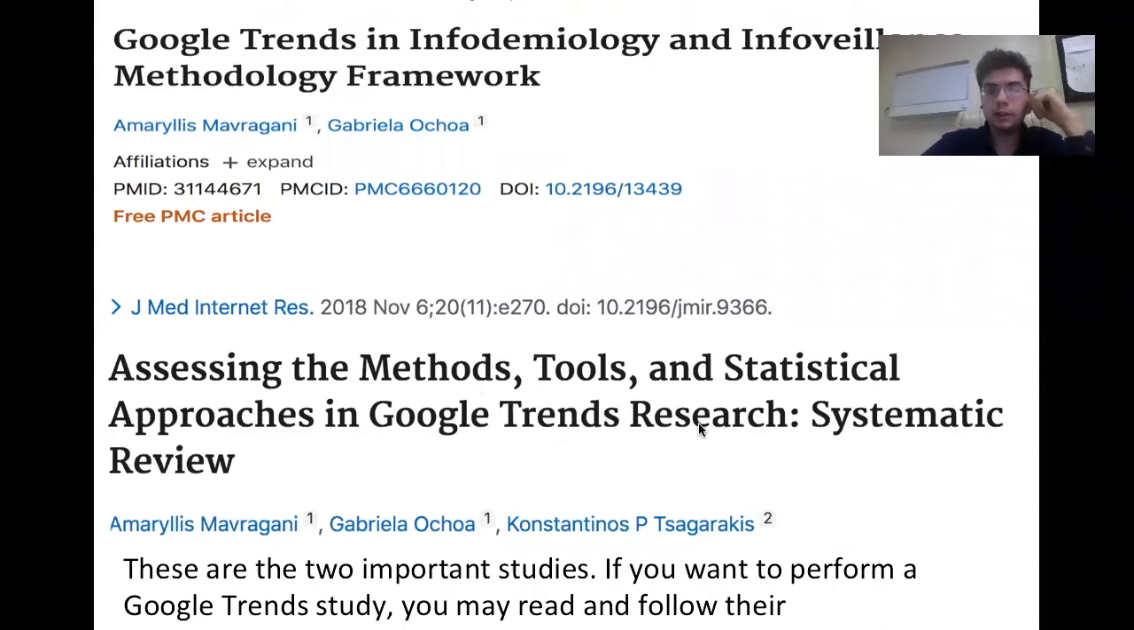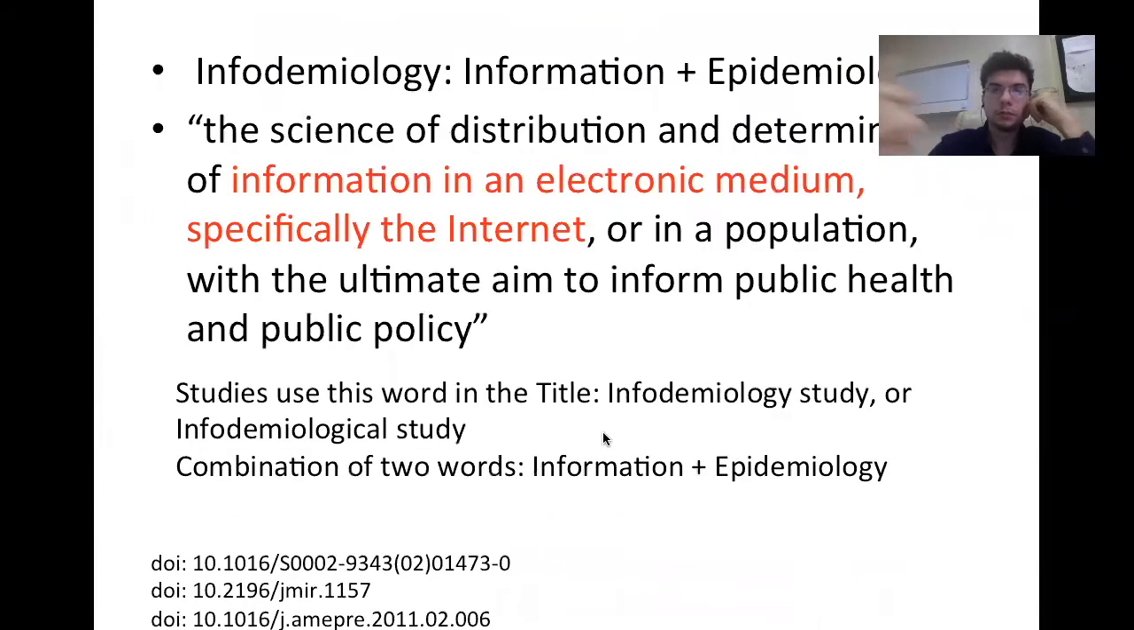Studies are generally designed to look at the infodemiology or infoveillance methodology framework, or to assess the methods, tools, and statistical data. Infodemiology is a combination of two words, information plus epidemiology. Its definition is information in an electronic media, specifically the internet. So it is not specific to Google Trends studies, but all internet studies. It includes Twitter, YouTube studies, and so many other sites which use this word.